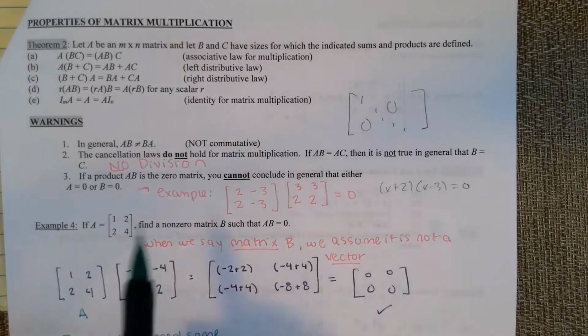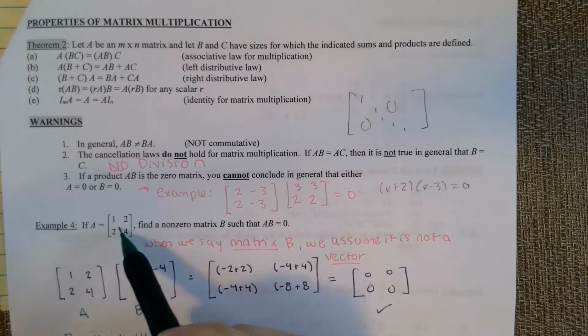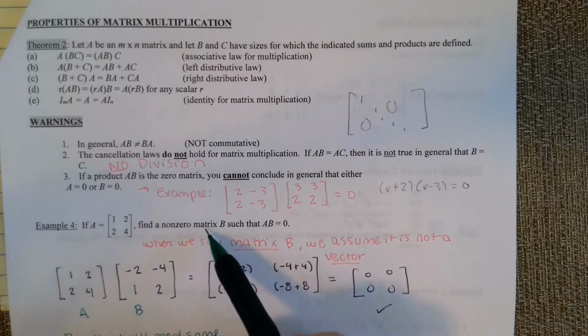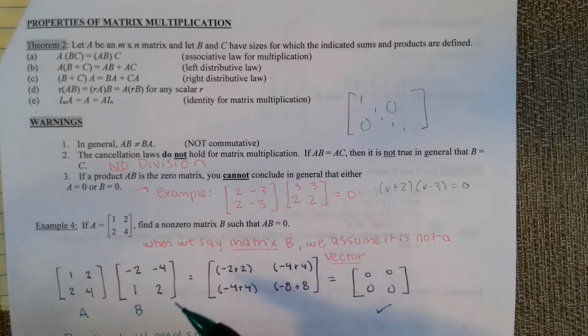For example 4, I'm going to skip over it just a little bit, but you can see it in the field notes. I want you to find the non-zero matrix such that multiplying A by that matrix is equal to 0. There is definitely more than one answer.